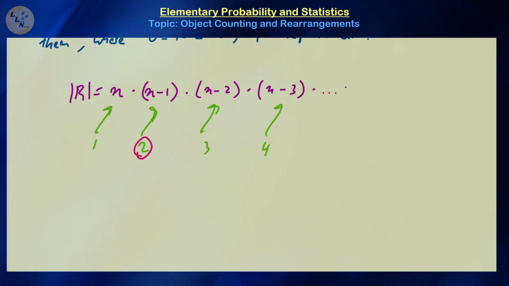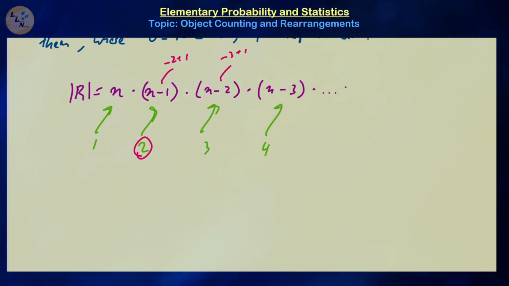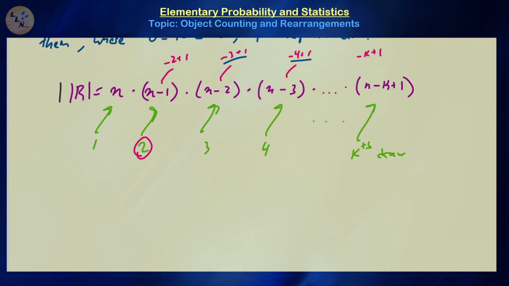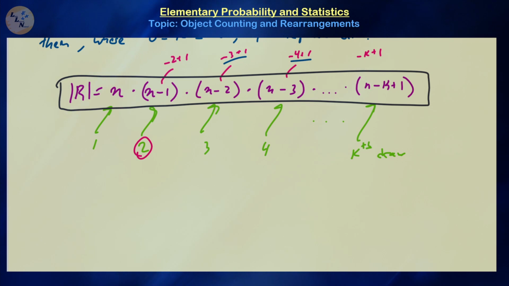Now what's the relationship between the selection index and this particular number that we're subtracting? So that is negative 2 plus 1, that is negative 3 plus 1, so that's negative 4 plus 1. So if we continue this all the way down to the kth draw, that should be minus k plus 1. Now minus k plus 1 doesn't simplify, like minus 4 plus 1 is negative 3 and minus 3 plus 1 is negative 2, so we just leave it as is. So that's going to be equal to n minus k plus 1, and that is the general extension.